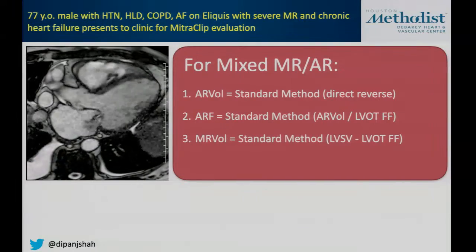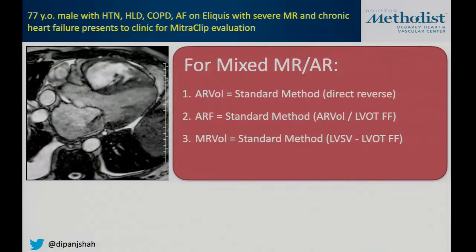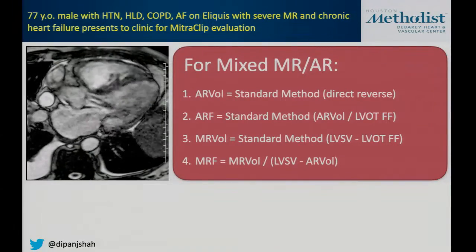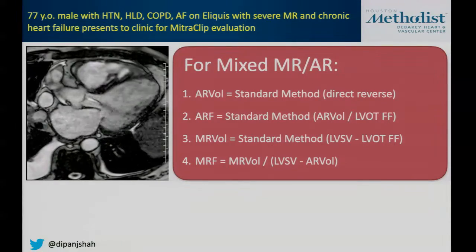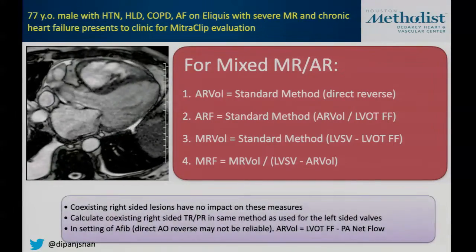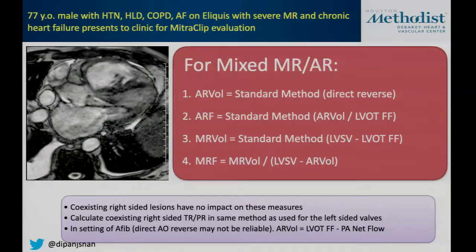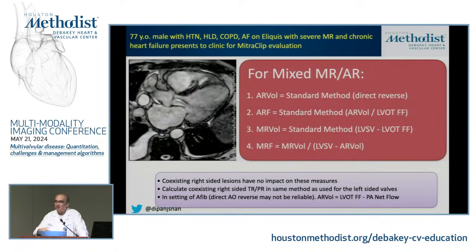For the mitral, the regurgitant volume would be calculated the same way, which is LV stroke volume minus forward flow across the LVOT. But then as we talked about for the mitral regurgitant fraction, conceptually you want to know what is the forward flow across the mitral valve, which you can derive by the LV stroke volume minus the aortic regurgitation. Now, a couple other caveats to keep in mind. Obviously, if you have right-sided lesions with this approach, TR or PR don't have any effect, right? So these equations work just as well no matter how much TR or PR you have.